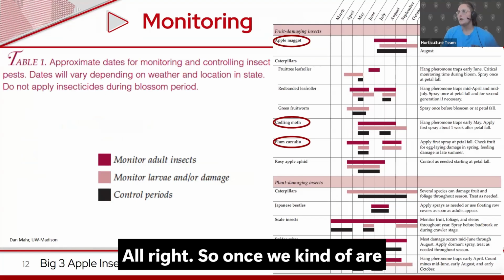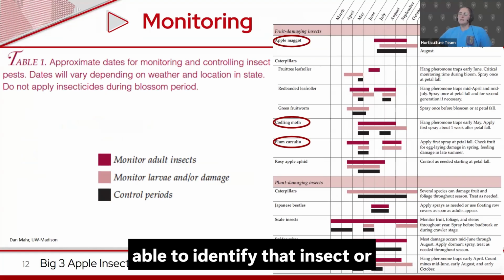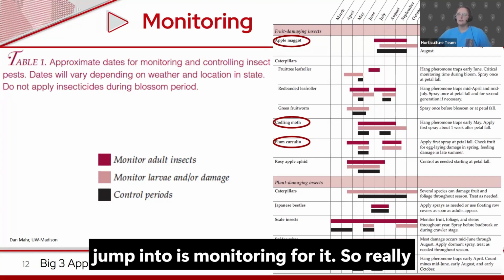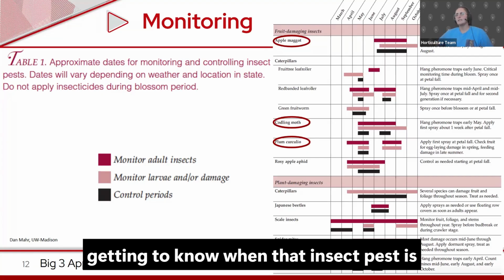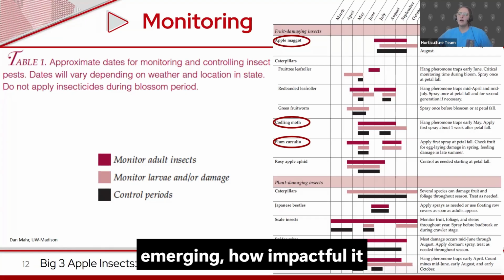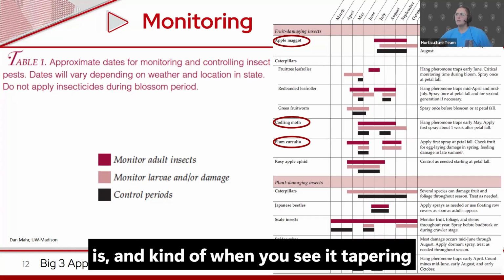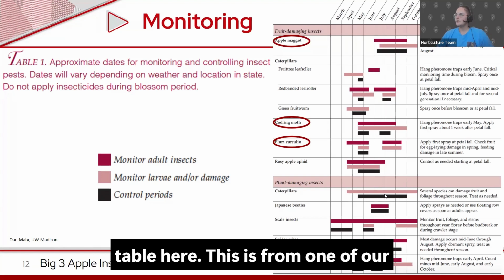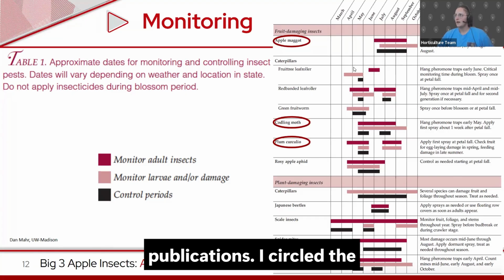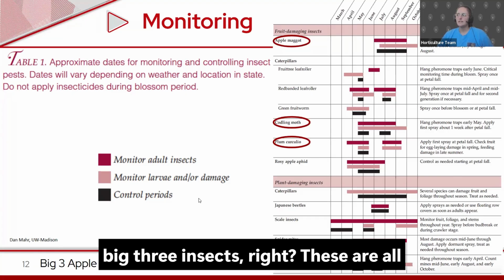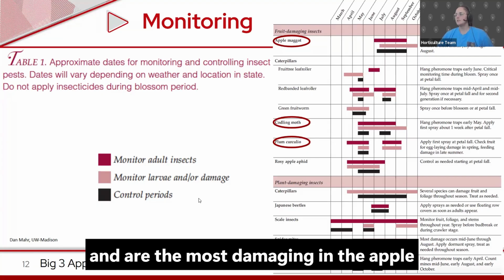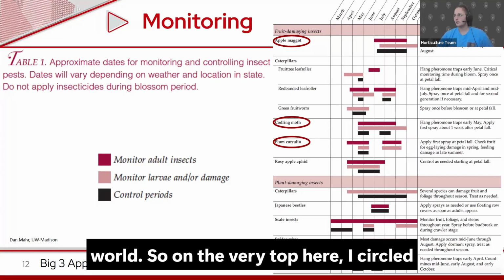All right, so once we are able to identify that insect or disease pest, the next thing we want to jump into is monitoring for it. So really getting to know when that insect pest is emerging, how impactful it is, and when you see it tapering off a little bit. So I included this table here. This is from one of our publications. I circled the big three insects, right? These are all the ones that feed on fruit directly and are the most damaging in the apple world.